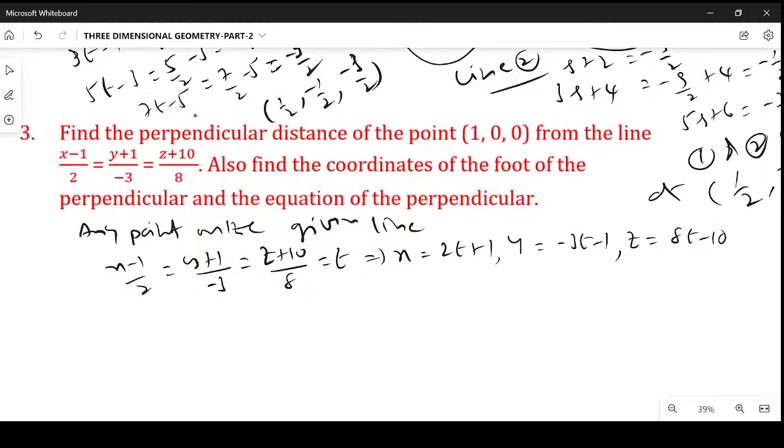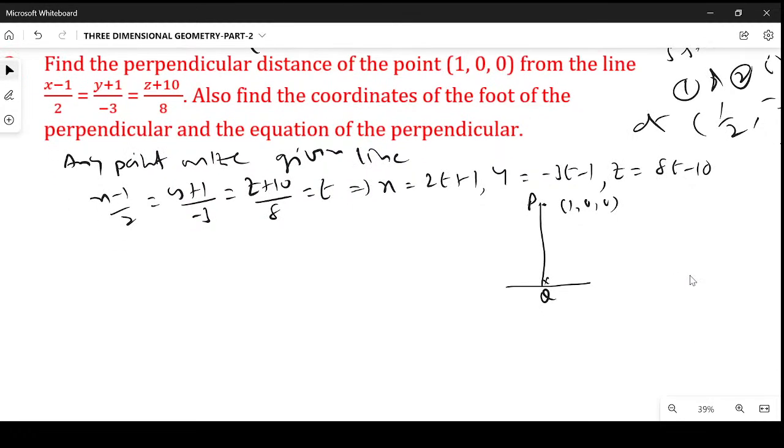Now, the foot of the perpendicular from the point. They are asking for the foot of the perpendicular. Suppose the given point is (1, 0, 0), let this be point P, and let point Q be the foot of the perpendicular.